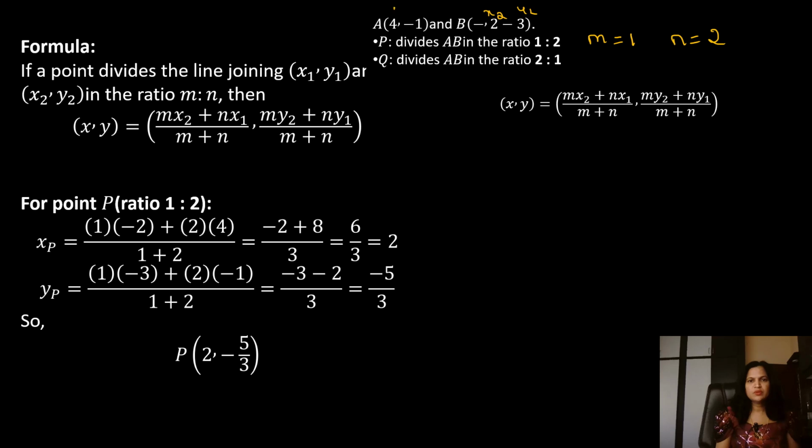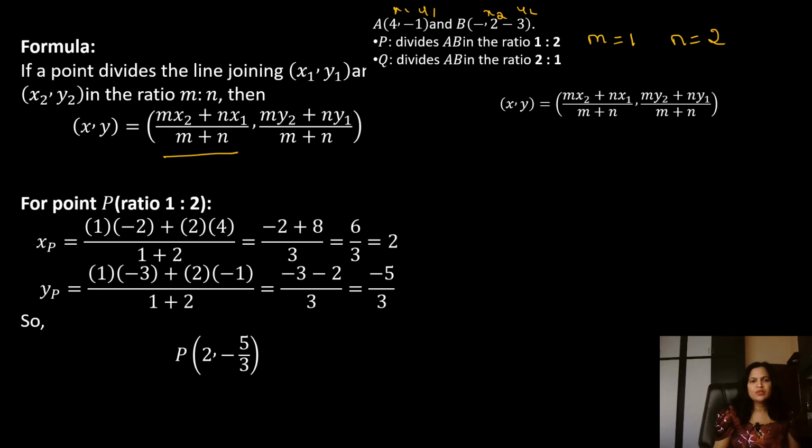x2, y2, x1, y1. So substitute these values into the formula. Xp equal to, for this formula, m is 1. 1 into x2 is -2, substitute that value. Then plus n is 2, substitute 2. x1 is 4 into 4 divided by m plus n. m is 1, n is 2. That's why 1 plus 2.